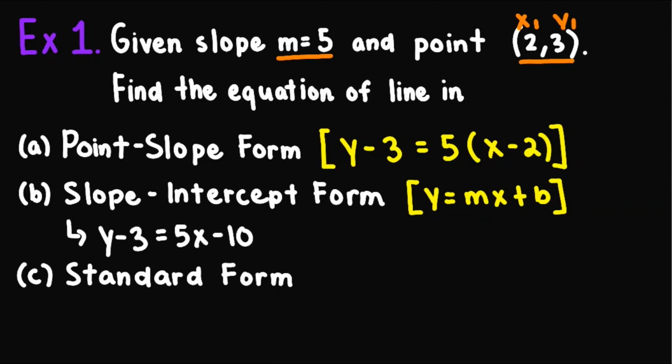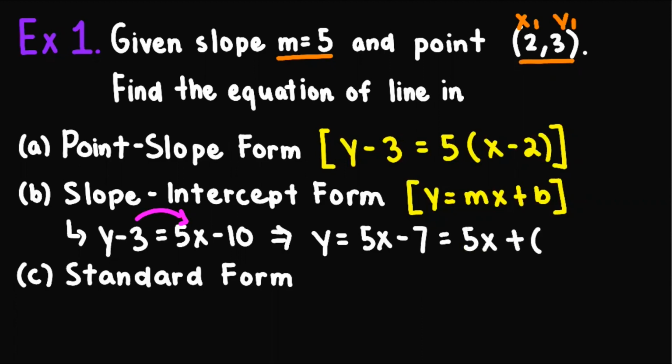Afterwards, we can move negative 3 to the right to obtain y equals 5x minus 7. And as you can see, this is already parallel to our form. To be even more exact, we can write this as 5x plus negative 7. And so we have arrived already at the slope-intercept form.